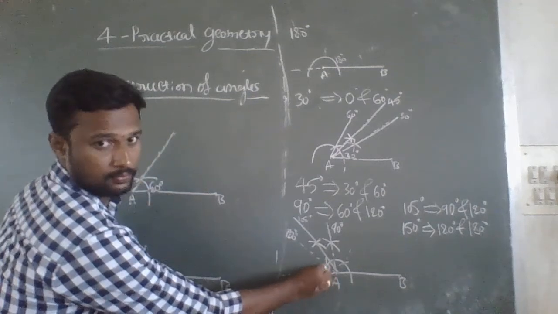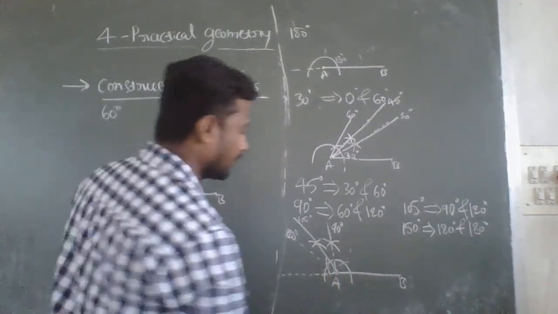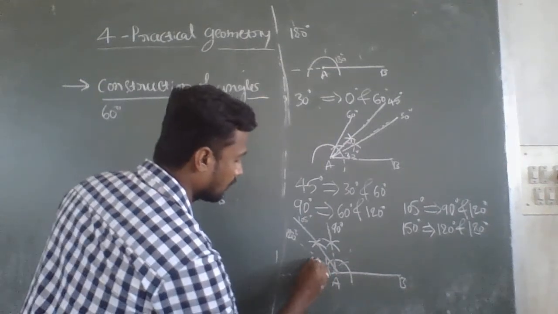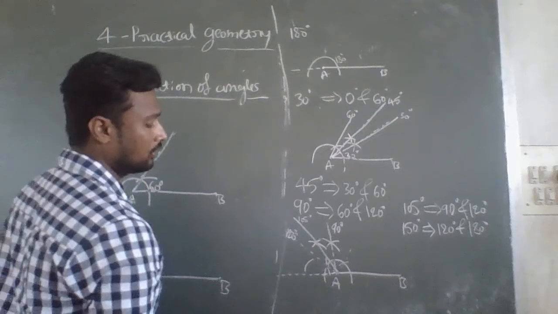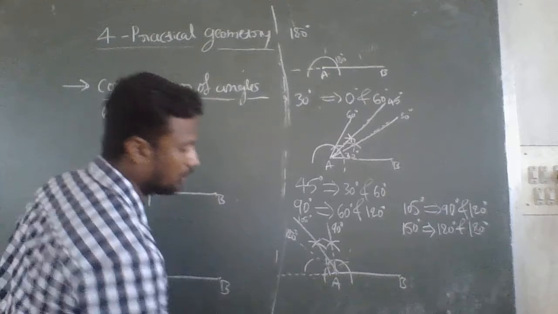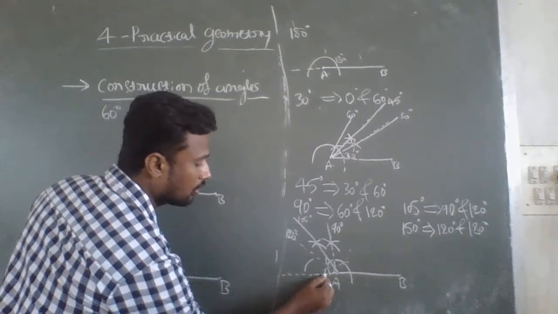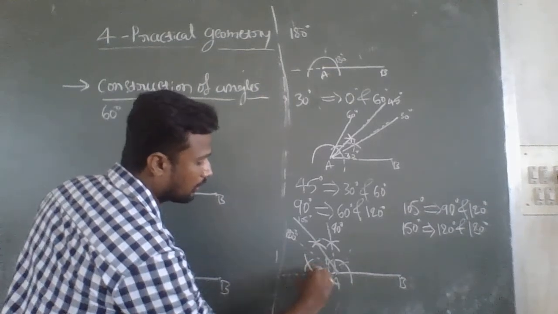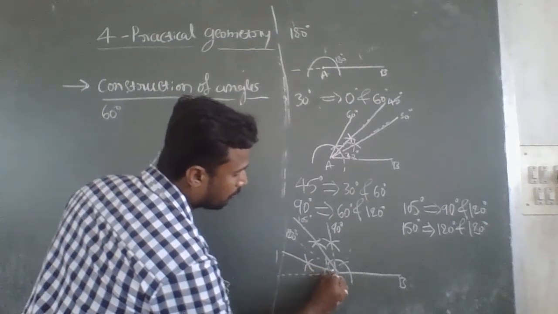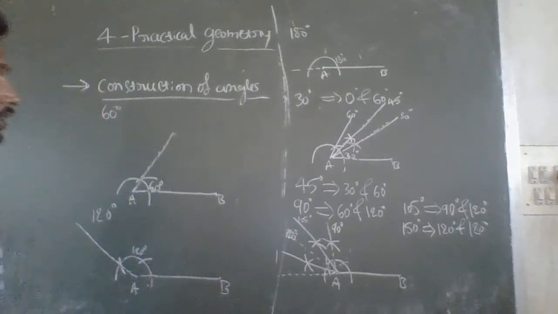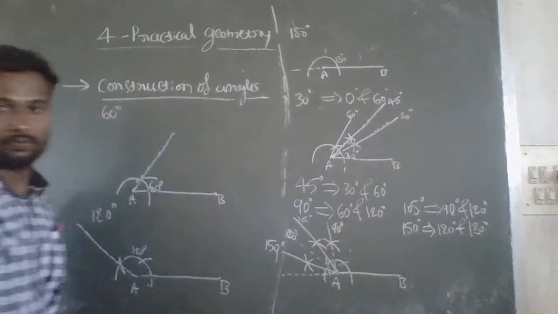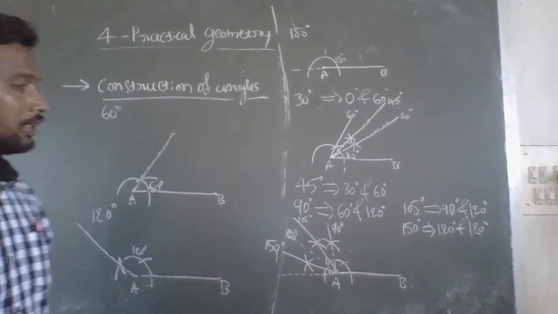So here, keeping your compass, you have to draw an arc here. You get it like this, and again it is between 180 degree. So here you have to keep your compass and draw an arc, and if you join this point with A, you will get how much? This is 150 degree.